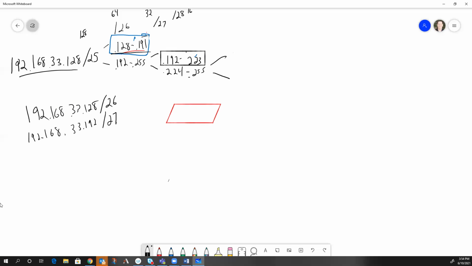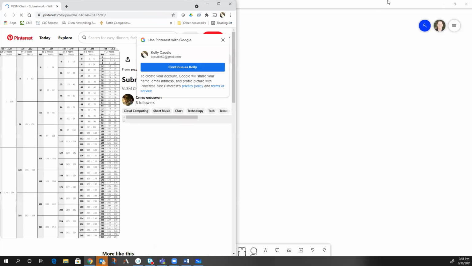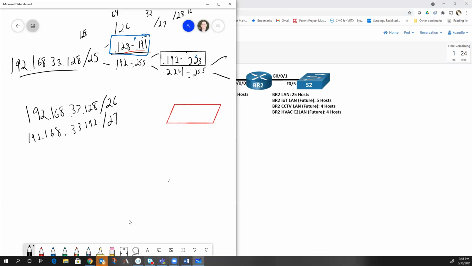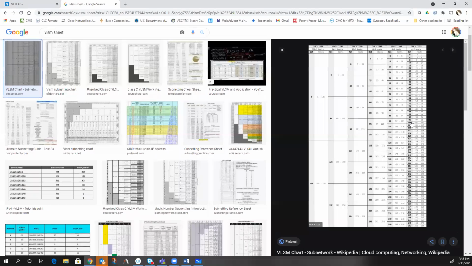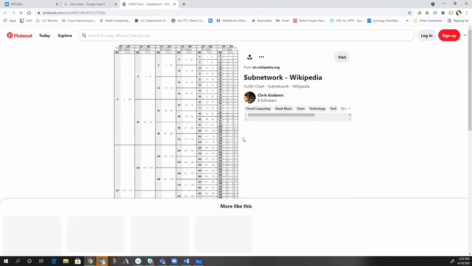Now, I will show you something we many times give out to our students as they're learning VLSM. Okay, so if I can find the VLSM sheet. Yep, here it is. This is the VLSM cheat sheet. And many times we give this to our students because, oops, where'd it go? It went over here to the other side. Sorry. This is the VLSM cheat sheet right here.